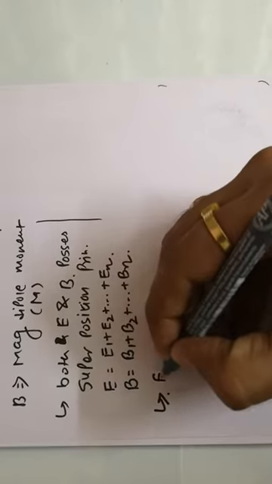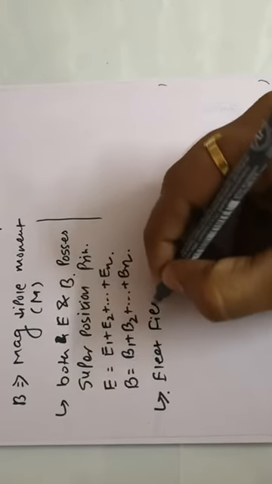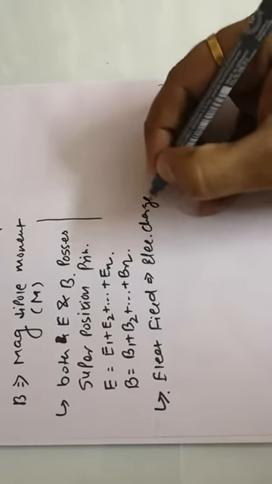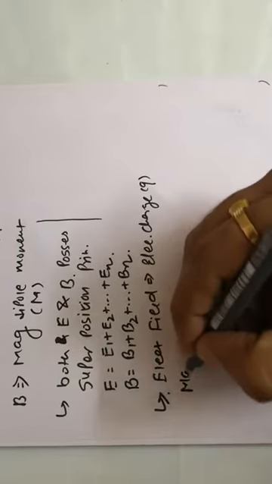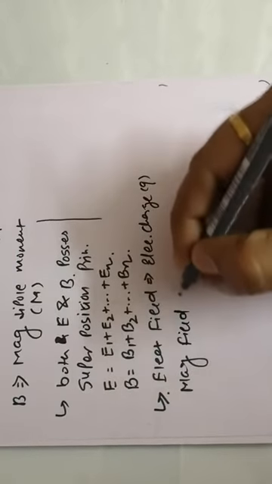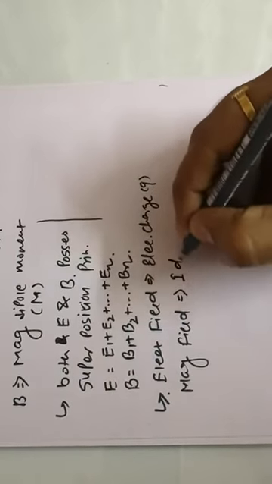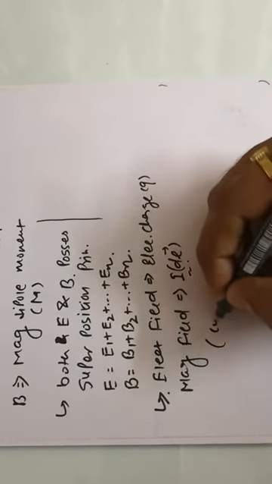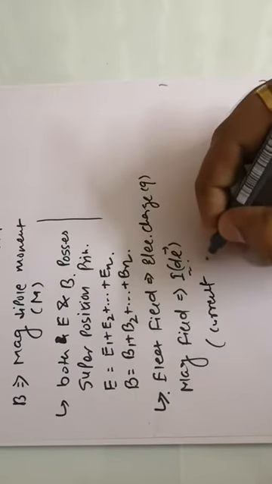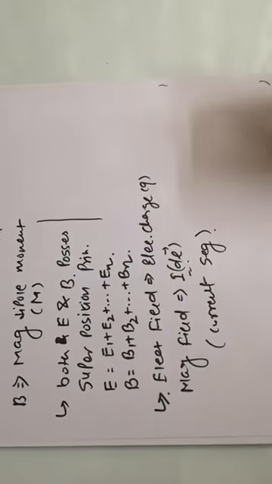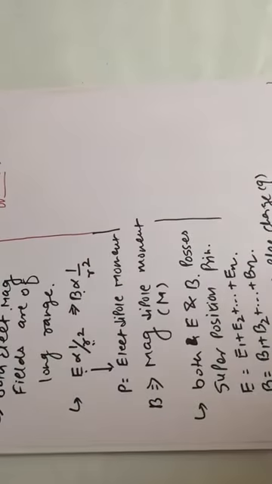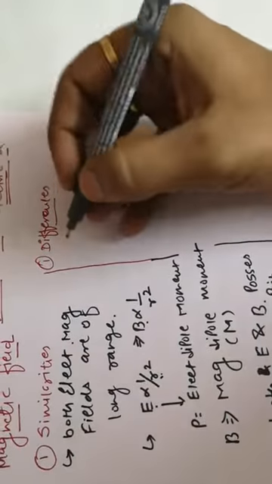Next, our electric field is only because of the electric charge q, while the magnetic field is only available from our current carrying conductor or current segment. I am using this word, that it is only because of the current segment. So these are the similarities of our electric field and magnetic field lines. Now we are discussing dissimilarities or differences.